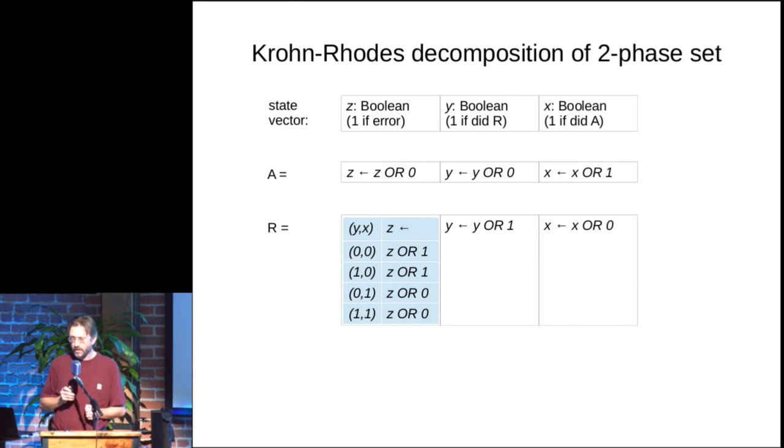Okay, so back to the algebra, and this is where things get really kind of interesting. We can decompose this little algebraic structure, and it's kind of revealing what it turns into. So we're going to think of the state that we're operating on as a triple of Booleans. We have a flag that says, has there been an error? A flag that says, have we done a remove operation? A flag that says, have we done an add operation?